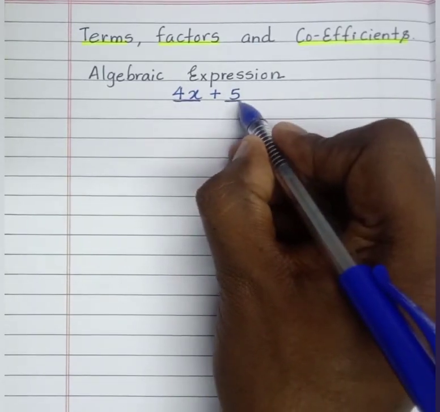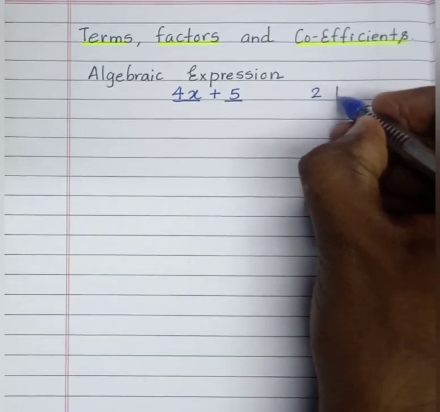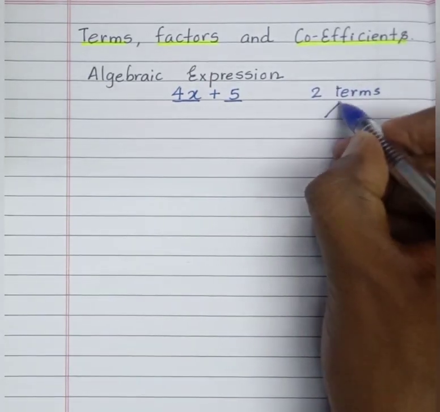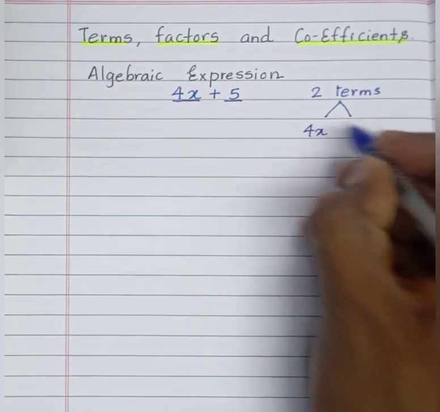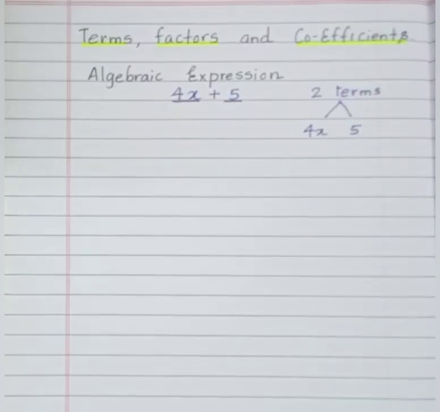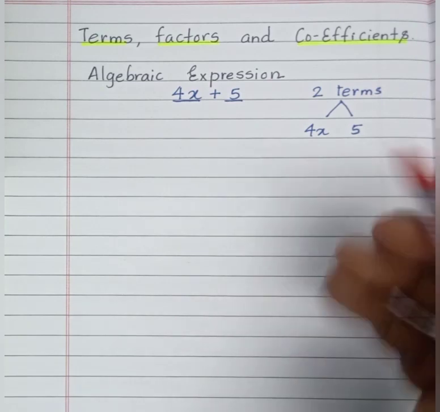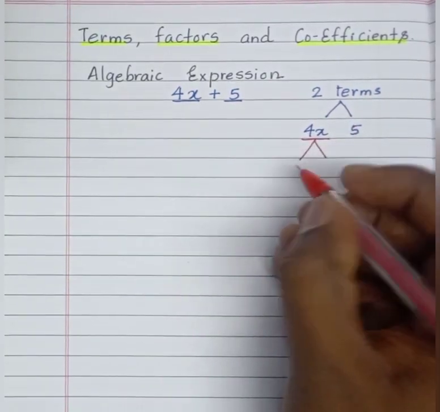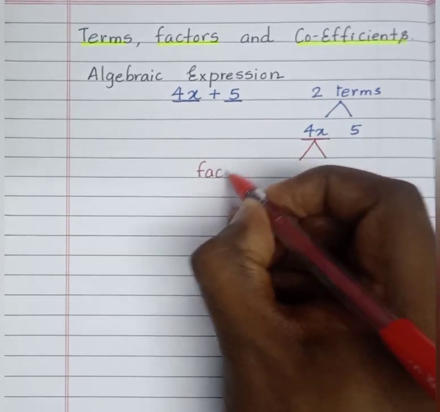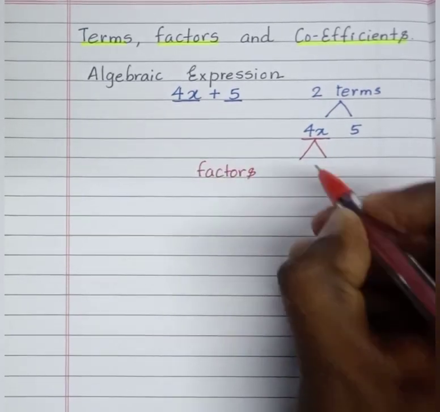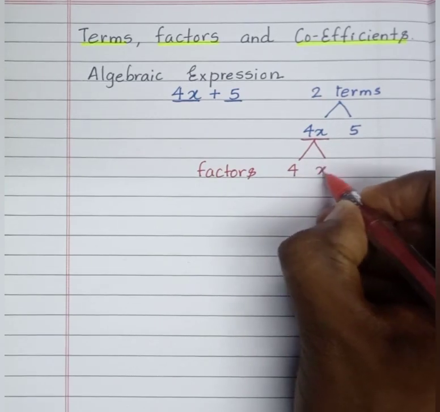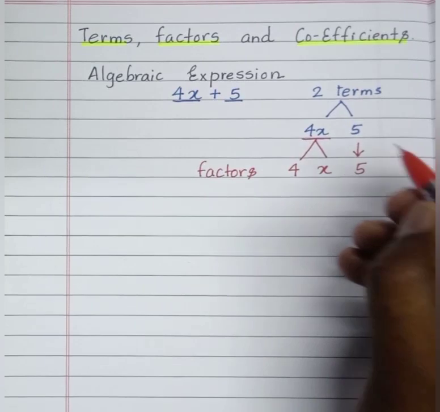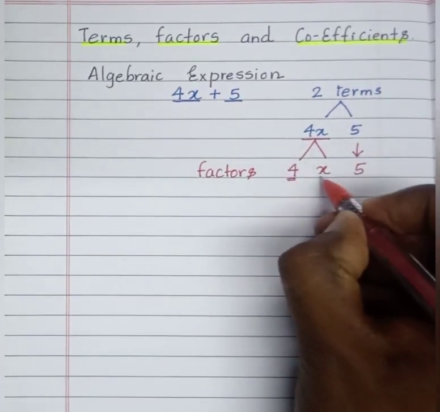Now if you see, this is made up of two terms. 4x plus 5 is made up of two terms, that is 4x and 5. Again, if we split, 4x has factors 4 and x. 5 has factors 5 and 1, that is simply 5.